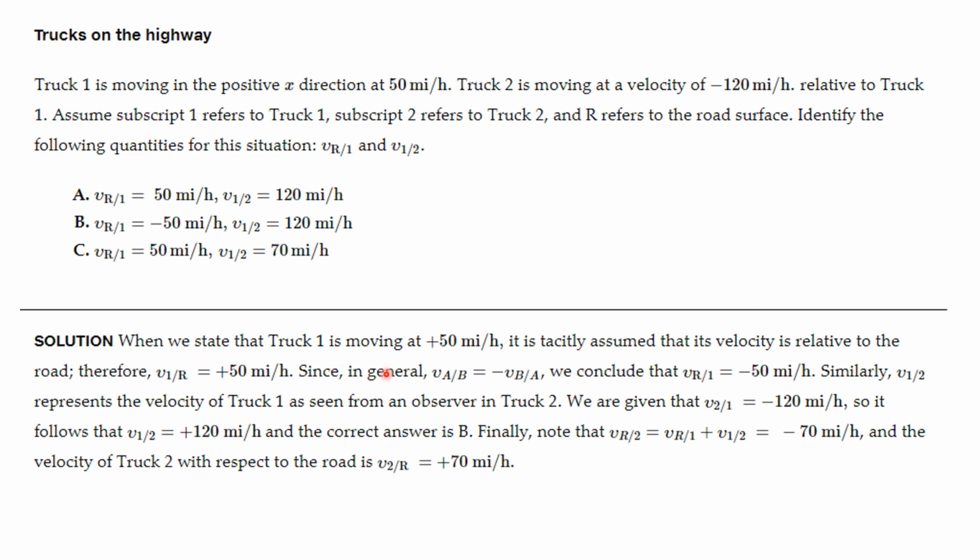Okay, so when we state truck 1 is moving at plus 50, it assumes its velocity relative to the road. So V1R is plus 50, the velocity of truck 1 relative to the road. Since in general VAB is equal to minus VBA, VR1 is minus 50. Similarly, the velocity of the trucks relative to one another: V21 is minus 120 and V12 is plus 120. So the correct answer to this whole problem is number B.